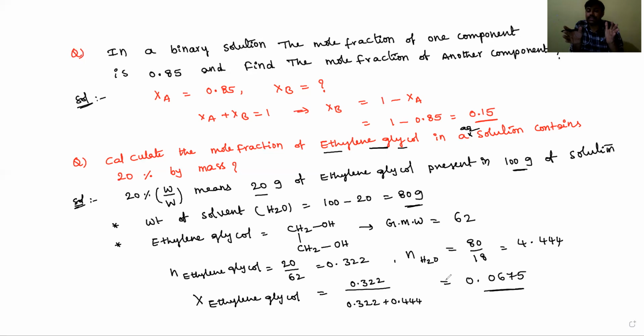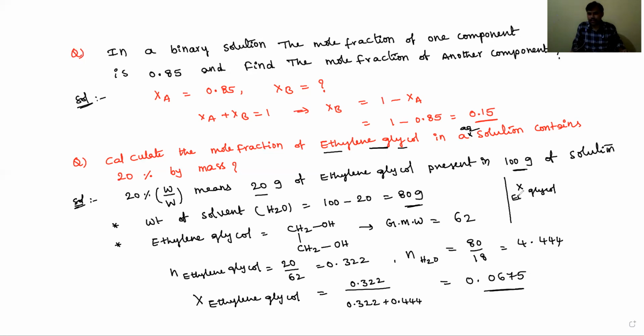In this question, what did they give, dear students? They gave 20% weight by weight of ethylene glycol present in aqueous solution, means 20 grams of ethylene glycol is present in 100 grams of solution. In the solution, the solvent is water. Aqueous solution means the solvent is water. So the weight of ethylene glycol is 20 grams, its gram molecular weight is 62. And water weight is 80 grams, and its gram molecular weight is 18.